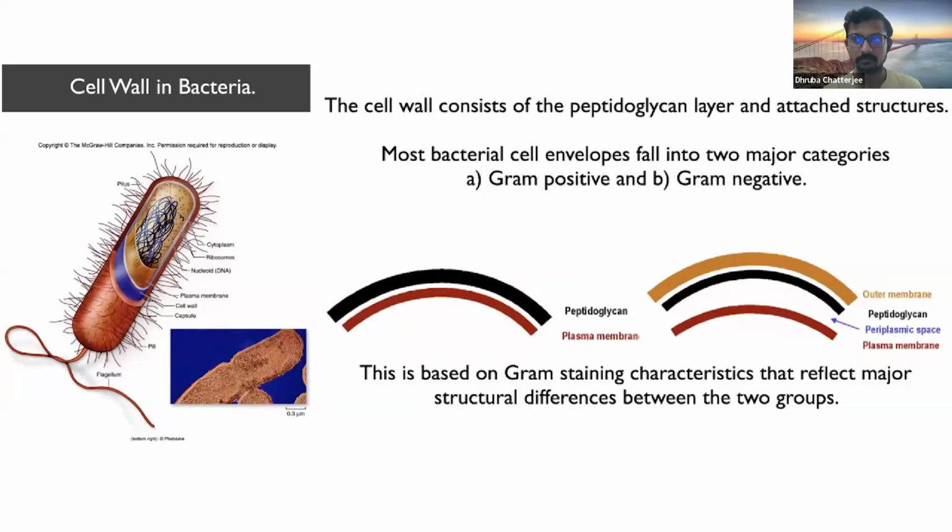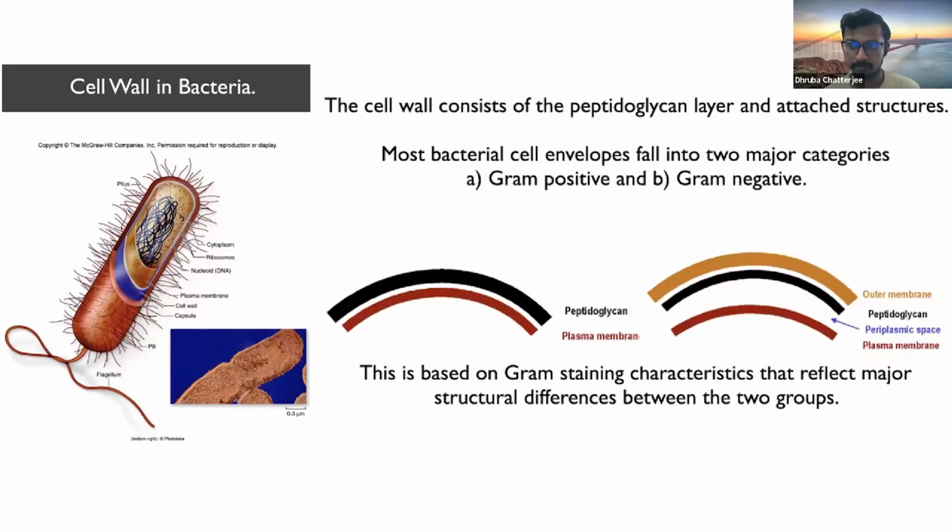the bacterial cells are classified into two different categories. One is called the gram-positive bacteria and one is the gram-negative bacteria. This classification arose because of the differential responses of different bacterial cells to the gram staining protocol, which we will discuss in one later slide.